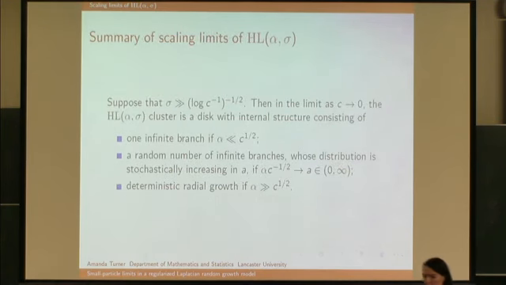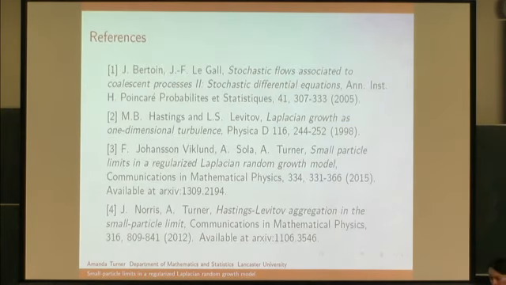Okay, so just to summarize these results, supposing that sigma tends to 0 but not too fast, then in the limit as c tends to 0, the cluster is a disk, but for the internal structure we have one of three possibilities. We can have a single infinite branch if alpha tends to 0 much faster than the diameter, a random number of infinite branches whose distribution is stochastically increasing in A if we tune the rate that A tends to 0 to be exactly matched with the particle size, and deterministic radial growth if A is much bigger than the diameter. Okay, and then I'll just finish with some references.